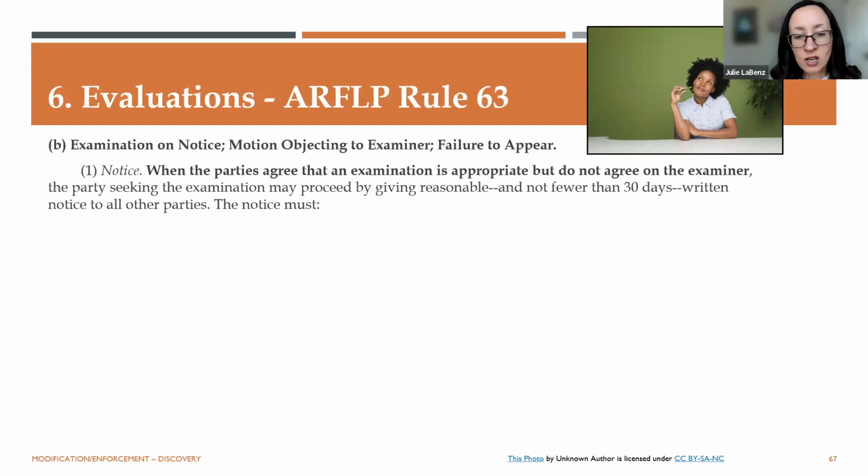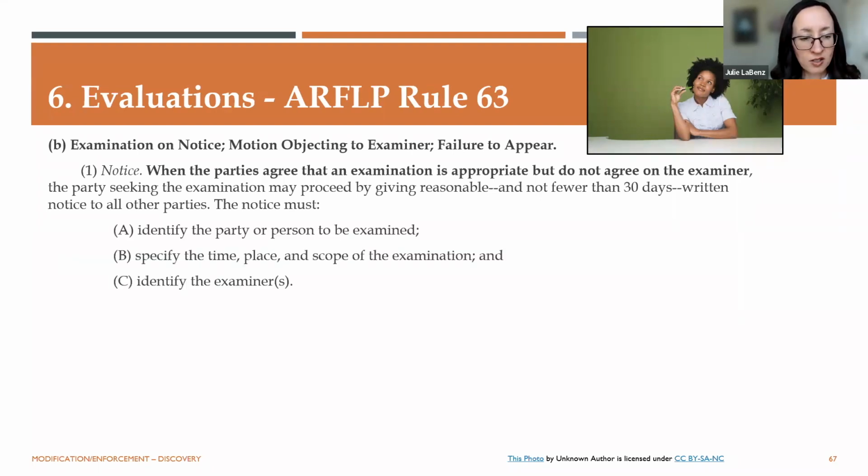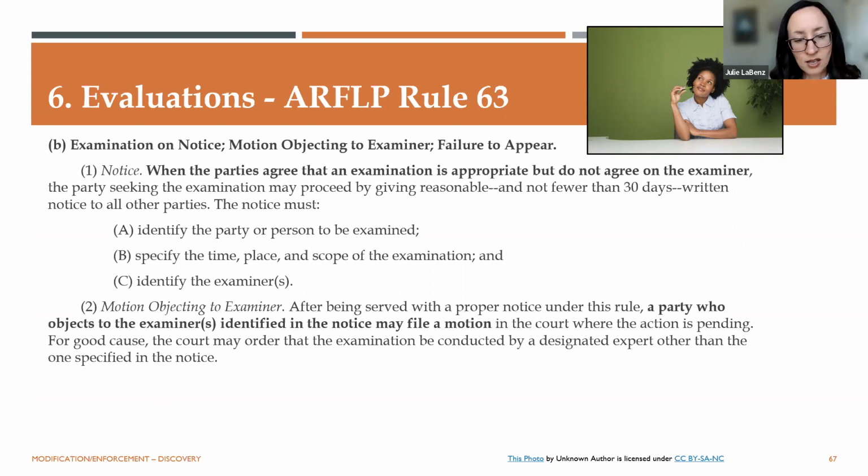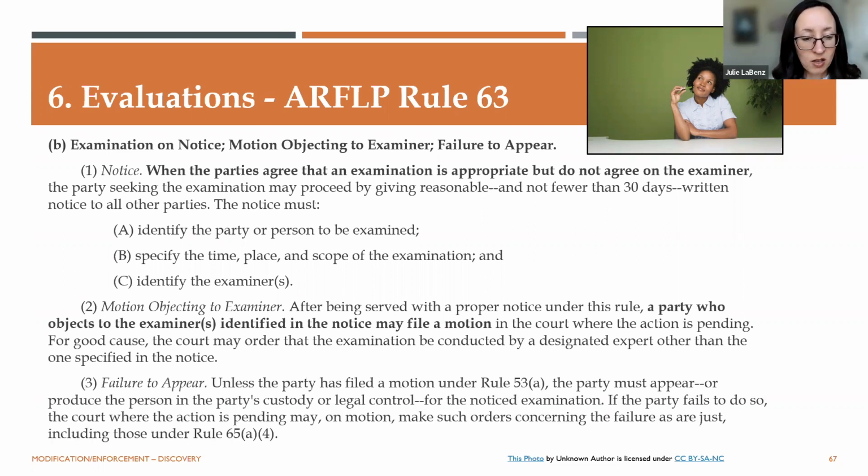When the parties agree that an examination is appropriate, but don't agree on the examiner, Rule 63B1 explains the process to go through. Essentially, a party who objects to the examiner may file a motion, and then the court can ultimately make a determination on who should do the examination. Failure to appear: if a party fails to appear for the examination, they could be subject to sanctions.